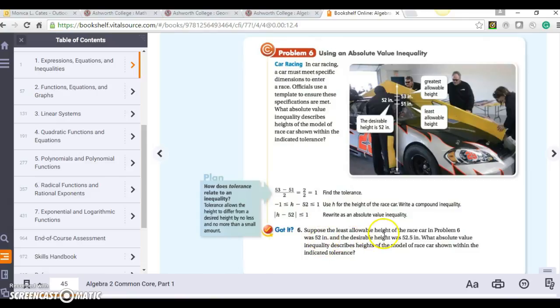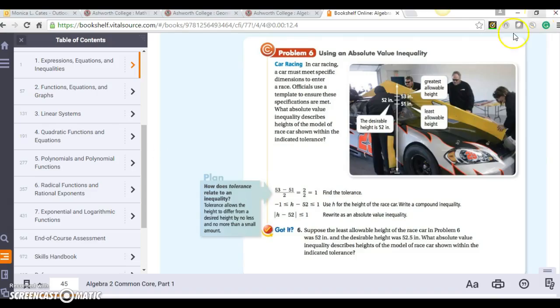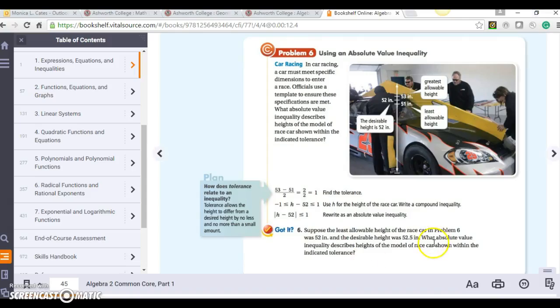So we can use that same concept with problem 6b. It says suppose the least allowable height of the race car in problem 6 is 52 inches. So instead of it being 51, it's 52. And I've written it here. This is my least. Excuse my handwriting. It's hard to write on these boards. And the desirable height is 52.5. So here's my desirable height. What is the absolute value inequality that describes the model of the race car shown within the indicated tolerance?